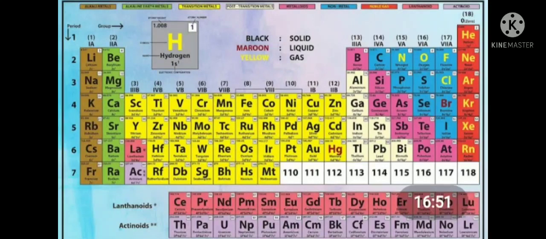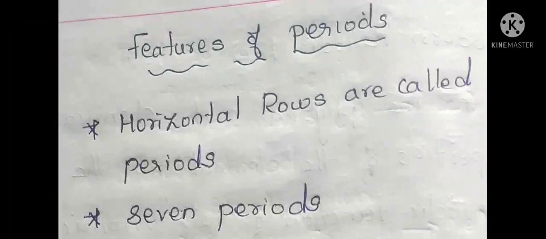What do S, P, D and F mean? You know the main shells and subshells. We have 4 subshells, S, P, D, F. While writing electronic configuration, the first 2 columns' elements end with subshell S. Similarly, P block elements end with P, D block elements end with the subshell D, and F block elements end with the subshell F. Hence they are called S block, P block, D block and F block elements. Have you understood? Now we can see the features of periods.